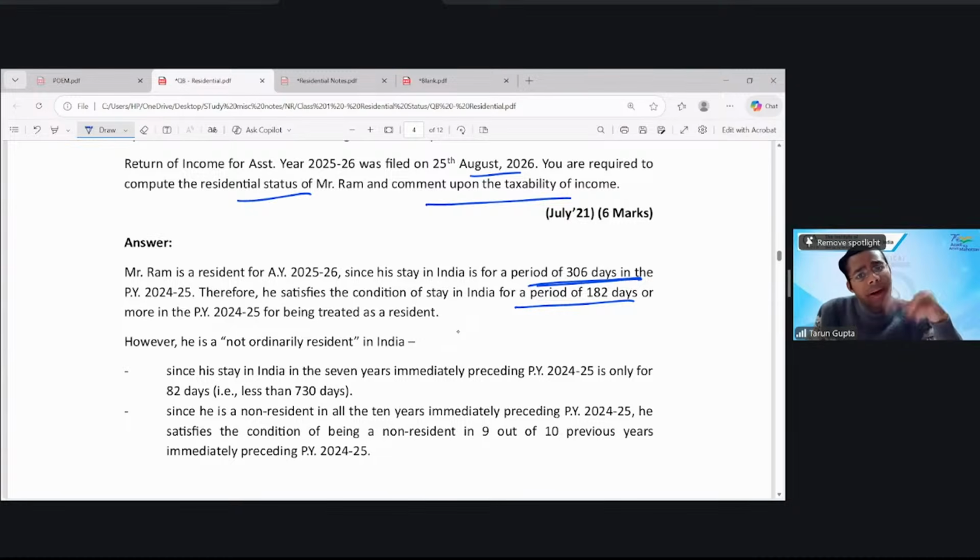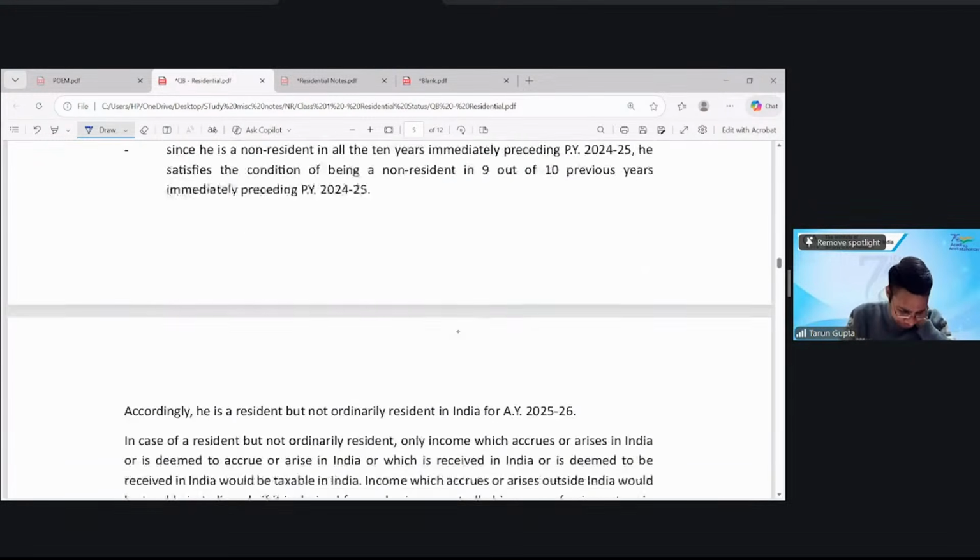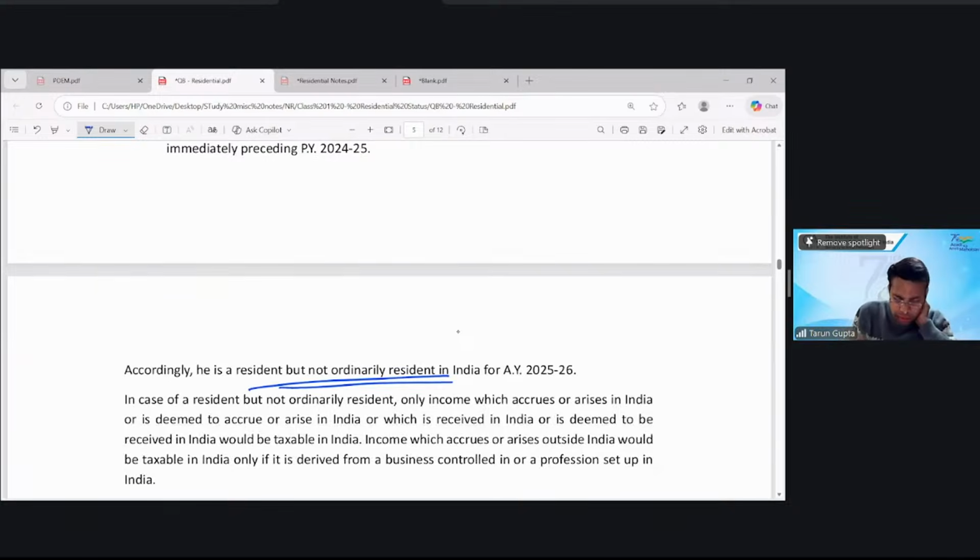Now, whether he satisfies the additional conditions, of course not. He came after a very long gap, on 10th Jan only. And it's also stated that from AY 2004-05, he was non-resident. So he doesn't satisfy both the conditions. He qualifies as RNOR. He is resident but not ordinarily resident.